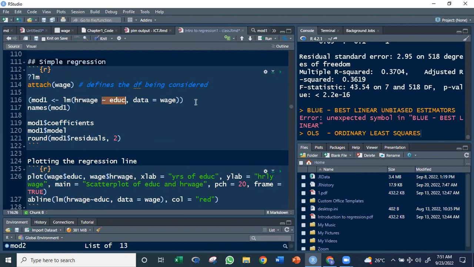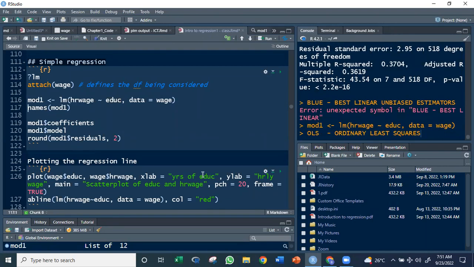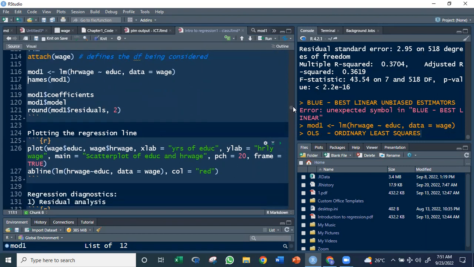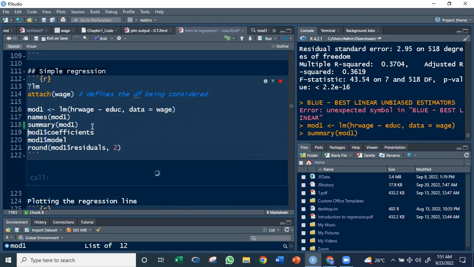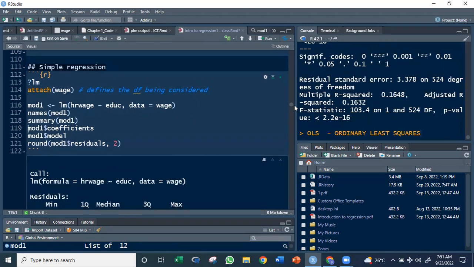So let's have a very quick review. Let me just run this quickly, and then let me summarize, the summary of mod 1. Let's just have a quick review of this one. Okay, so let's take a look at this.